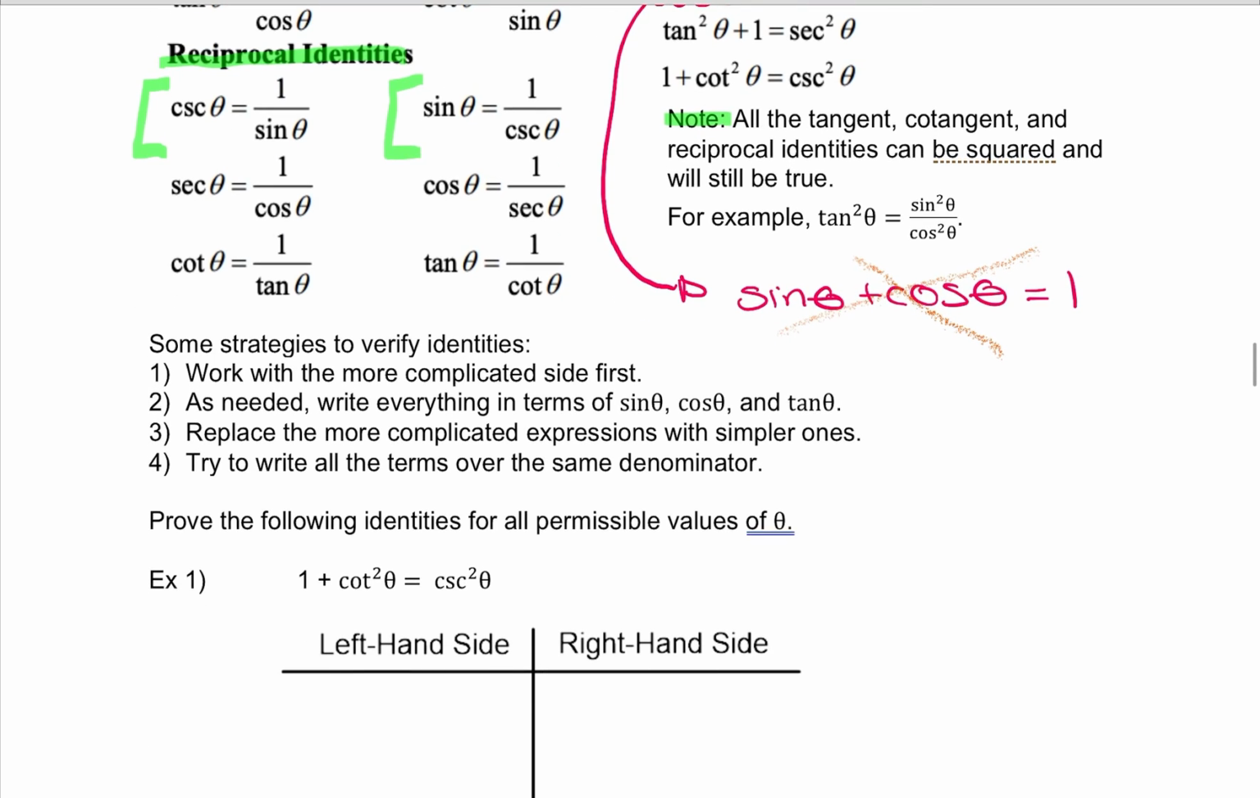There are some strategies to verify identities. You always want to try to work with the more complicated side first. What has more trig functions? What has more that you can see yourself changing or working with? As needed, write everything in terms of sine theta, cos theta, and tan theta. Sometimes when you have those reciprocal identities, cosecant, secant, cotangent, it's just easier to change them so that they're all your primary trig functions. Replace the more complicated expressions with similar ones. Try to write all the terms over the same denominator. That's another strategy. We're just going to get started, and as we work through them, hopefully you'll develop some of your own strategies that work for you.